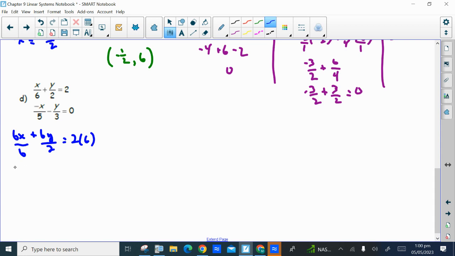So the 6's will cancel for the first term. The second term, 6 divided by 2 is 3. Y equals 2 times 6, which is 12. So there's my first equation with no denominators.